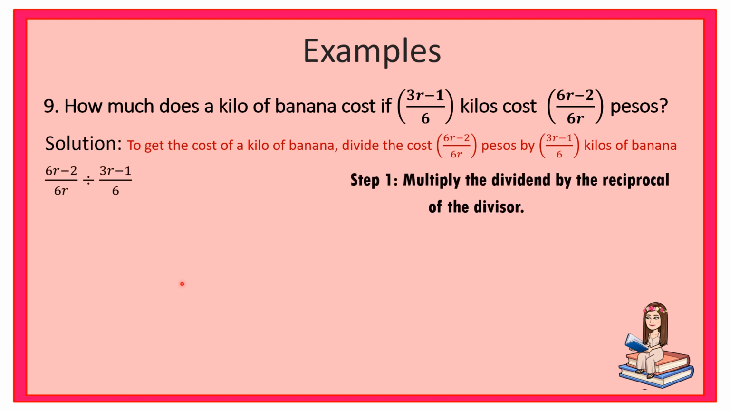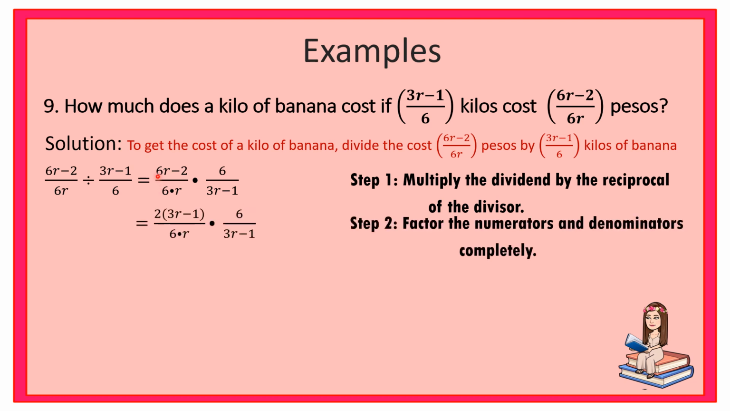So, doing so, we have 6r minus 2 over 6r. Ito yung cost. Divided by the bilang ng kilo, which is 3r minus 1 over 6. And so, this is division. So, let us convert that to multiplication. Copy this one, and then you get the reciprocal. So, it becomes 6 over 3r minus 1. And so, the next step, of course, is to factor out.